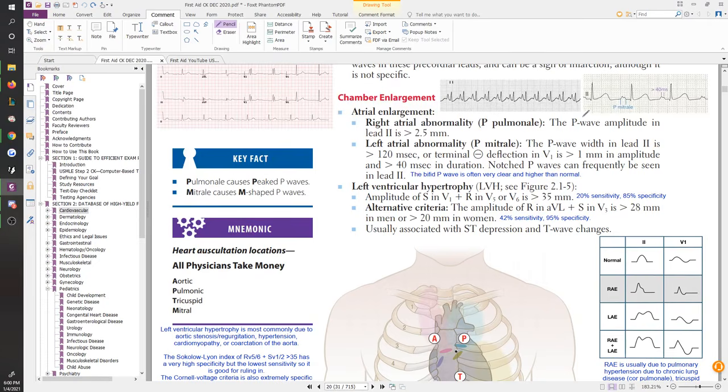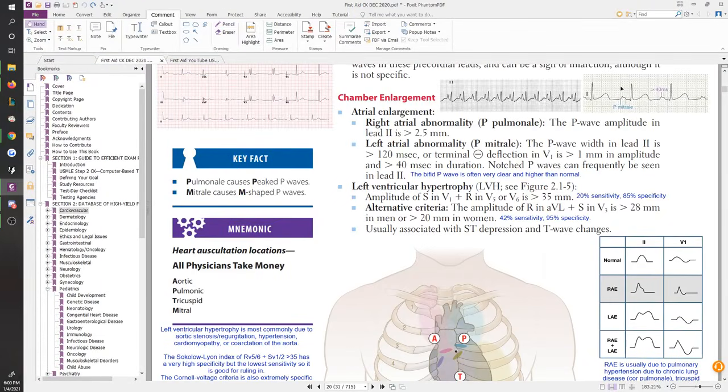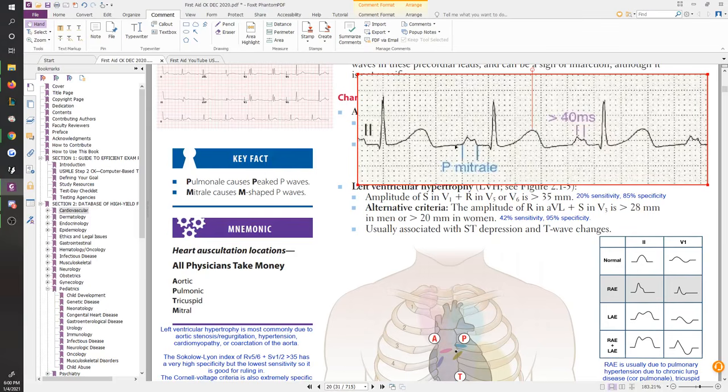So once again, the notching creates something of an M, as you can see right there. So let me make that one bigger. Right click on it. So if I make this image bigger, you can kind of see that, right? The P mitrale, what you're seeing is two things. One, you're seeing the fact that the P wave has this M-shaped kind of thing happening there. That's P mitrale. That's telling you that there's some kind of left atrial problem.